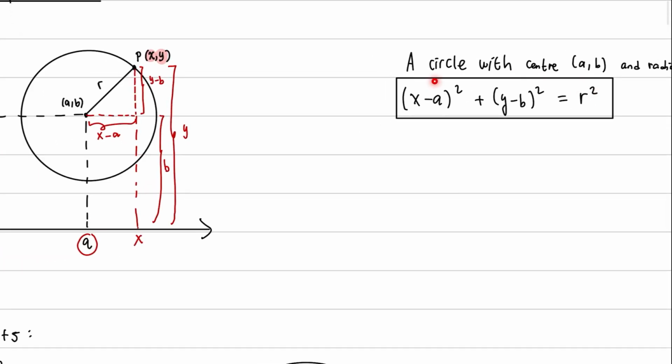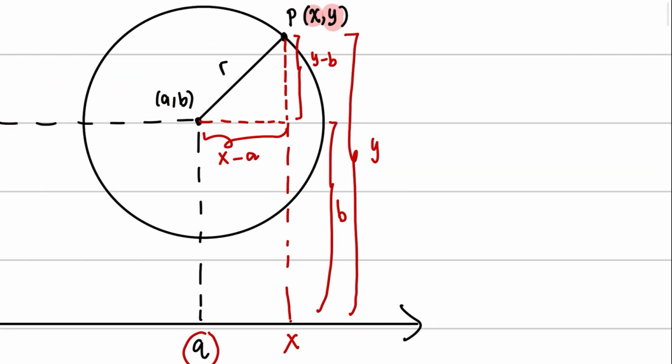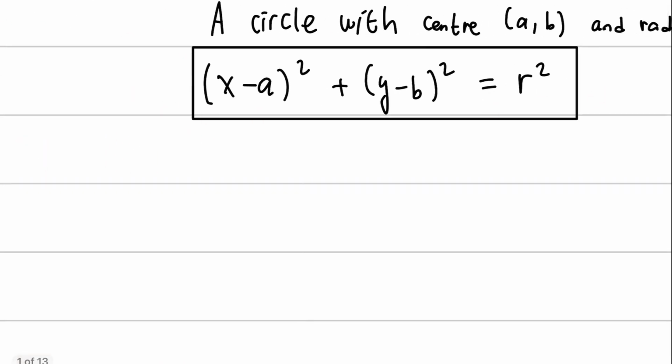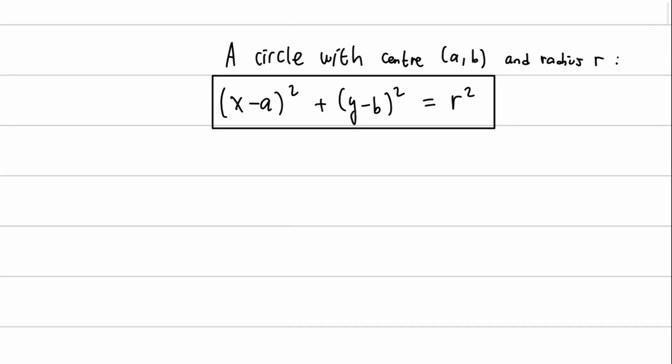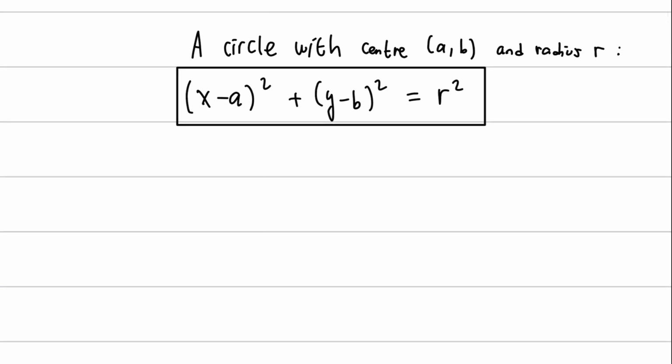This equation will give us every point on the circle because we can take any point on the circle and make a triangle. For example, I can take this point, let's say this is Q, and this is the radius, and then you can make a right angle triangle as well. But no matter what point you have, you will always have the same equation, which is (x minus a) squared plus (y minus b) squared equals r squared. This is our equation of the circle.